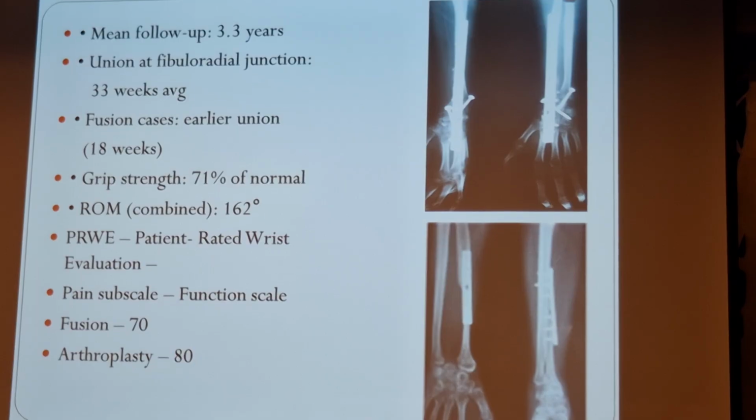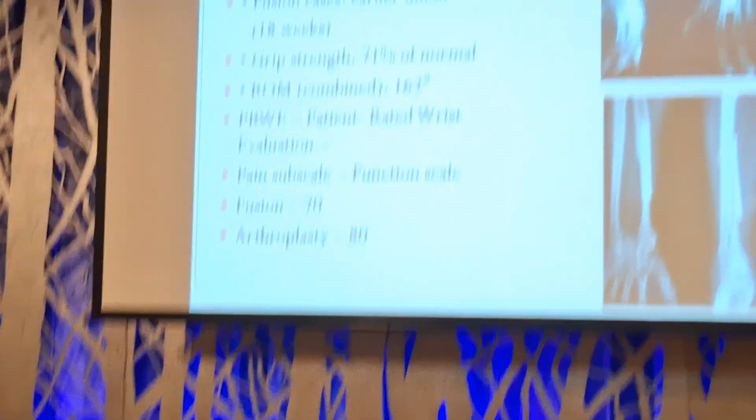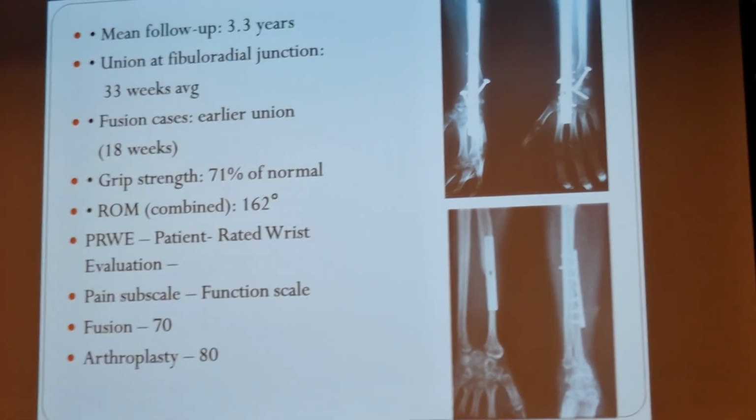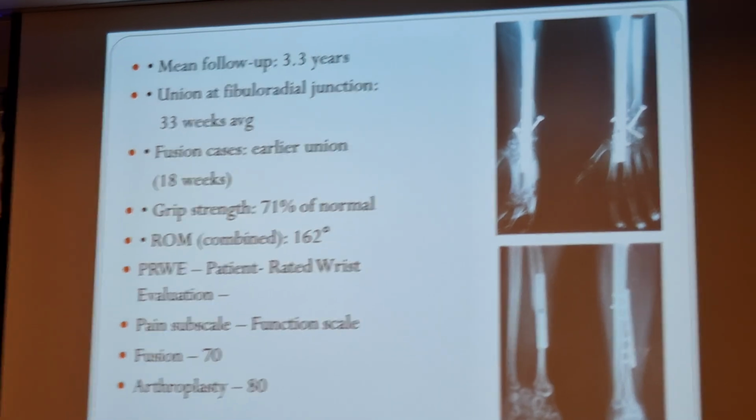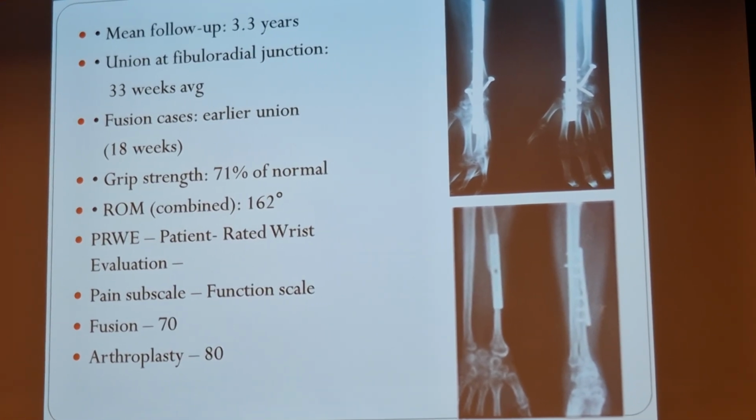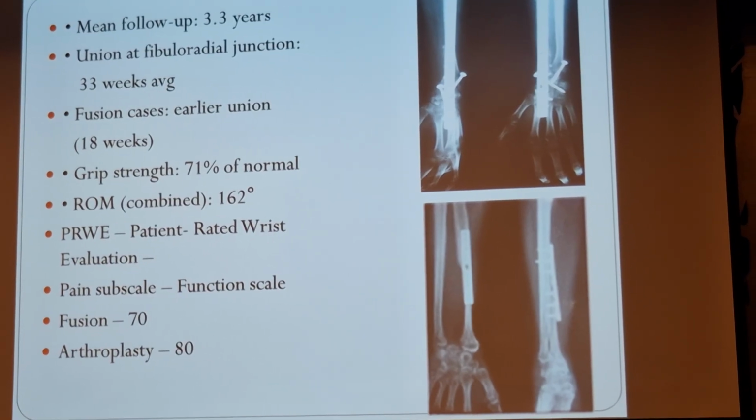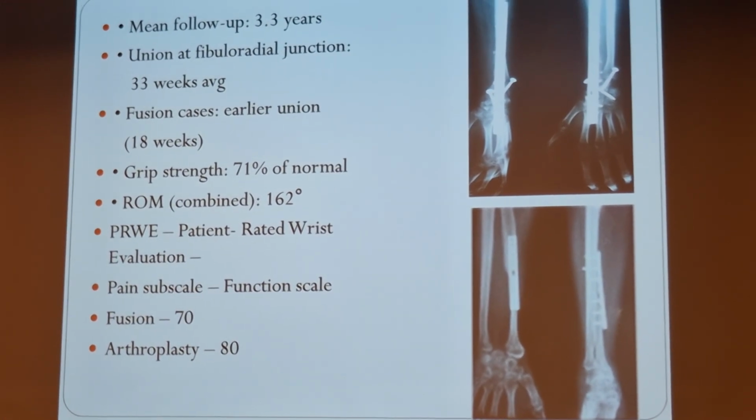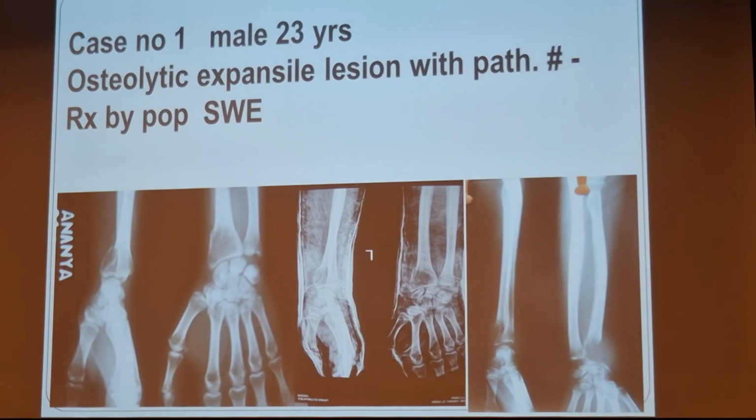Union at the fibuloradial junction was in 33 weeks in arthroplasty cases, whereas in fusion cases it was earlier. Grip strength was 71% of the normal. Range of movement was 162 degrees. Patient rated wrist evaluation, in the pain subscale and functional scale: in cases of fusion it was 70, whereas in cases of arthroplasty it was 80.